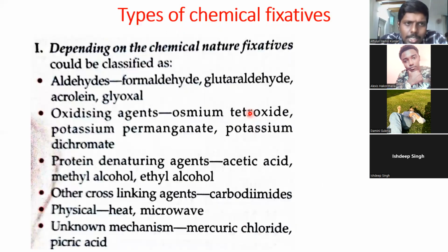Depending upon the chemical nature, we have four types of fixative solutions: aldehydes, oxidizing agents, protein denaturing agents, and other cross-linking agents. Aldehydes include formaldehyde, glyceraldehyde, and glyoxal. Oxidizing agents include osmium tetroxide, potassium permanganate, and potassium dichromate. Protein denaturing agents include acetic acid and methyl alcohol, and other cross-linking agents such as carbodiimides are there.